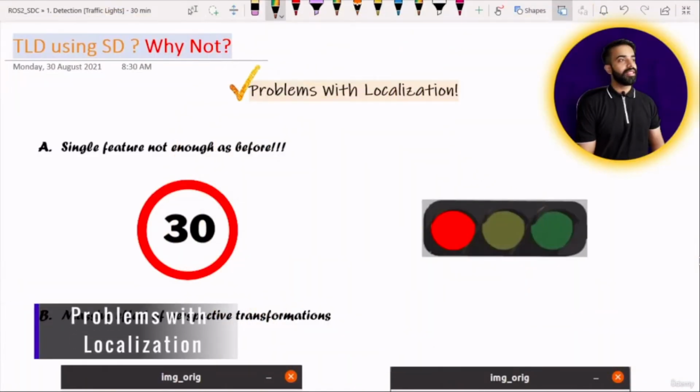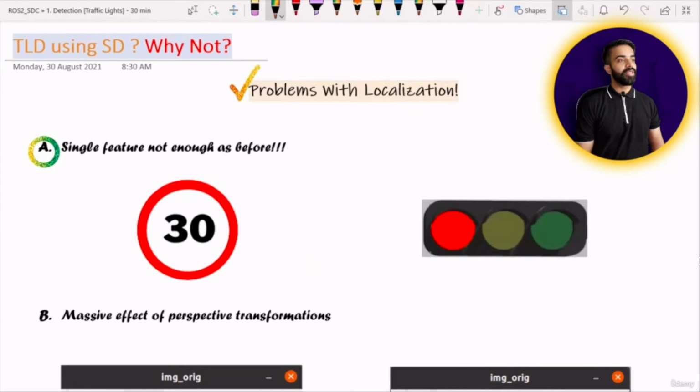So why can't we use the same algorithms for traffic light detection as sign detection? Starting with the localization, the signs that we chose were all circular. So their shape was leveraged to localize circular regions in the image. In contrast to this, traffic light was a combination of several shapes, 3 circles and 1 rectangle.